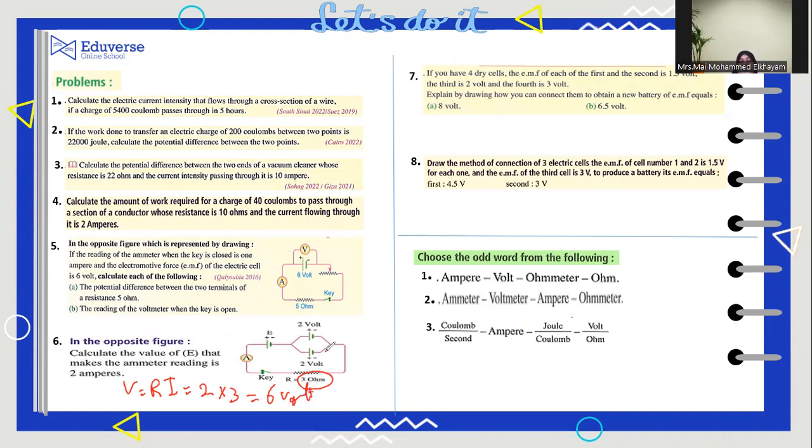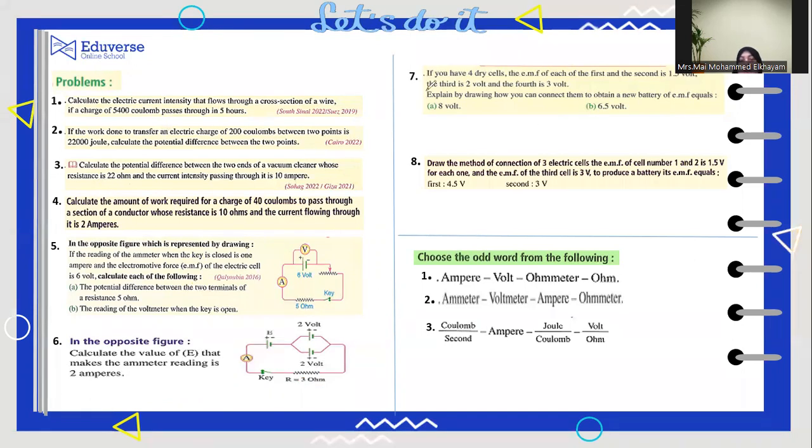Here is a part of this battery. Therefore, E equals 6 minus 2. Why 2? Because these two electric cells are connected in parallel, so I'm going to take the reading of one of them. It will be equal to 4 volt. This is 3 multiply 2 gives 6, 6 minus 2 equals the 4 volt.